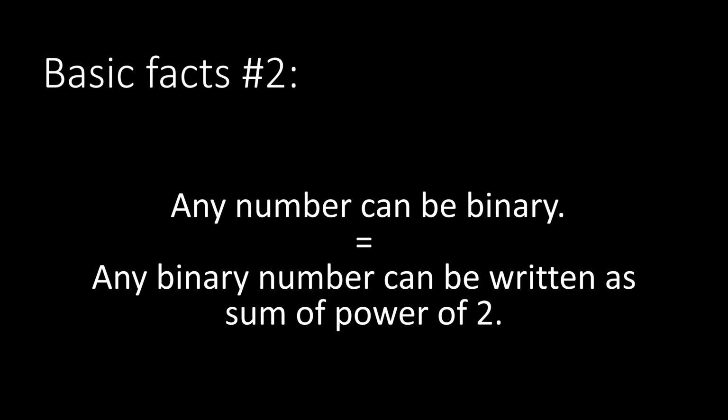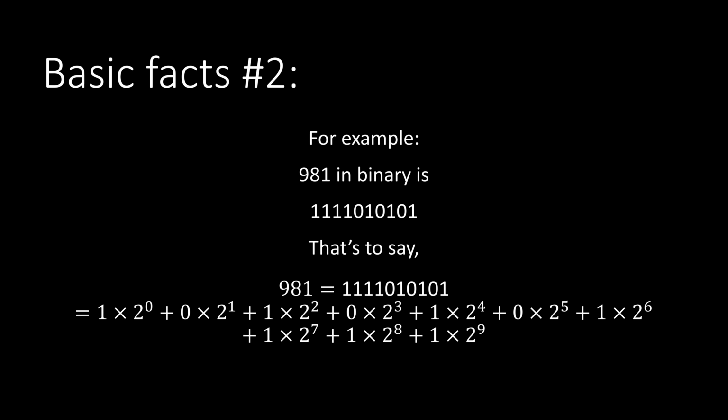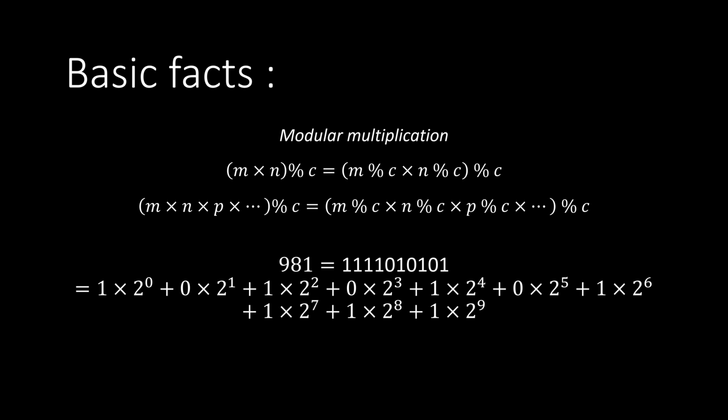The second basic fact is about binary numbers. It's basic computer science knowledge. We can write a decimal number in binary. We can also write a binary number as a sum of a series of powers of 2. Look at the example. That's all about the second basic fact. A quick review: we need to have these two basic pieces of knowledge to understand the algorithm.